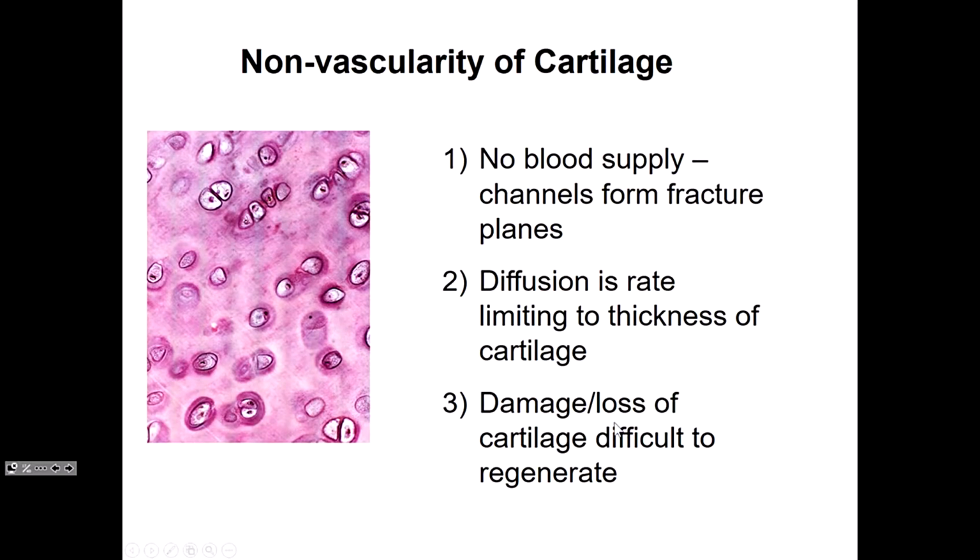Okay, an interesting and highly significant fact about cartilage is that it is non-vascular. There are no blood vessels to speak of in cartilage. No blood. So what does that mean? That means there's no blood supply. So that means that nutrients and waste products have to make their way into and out of cartilage by diffusion.